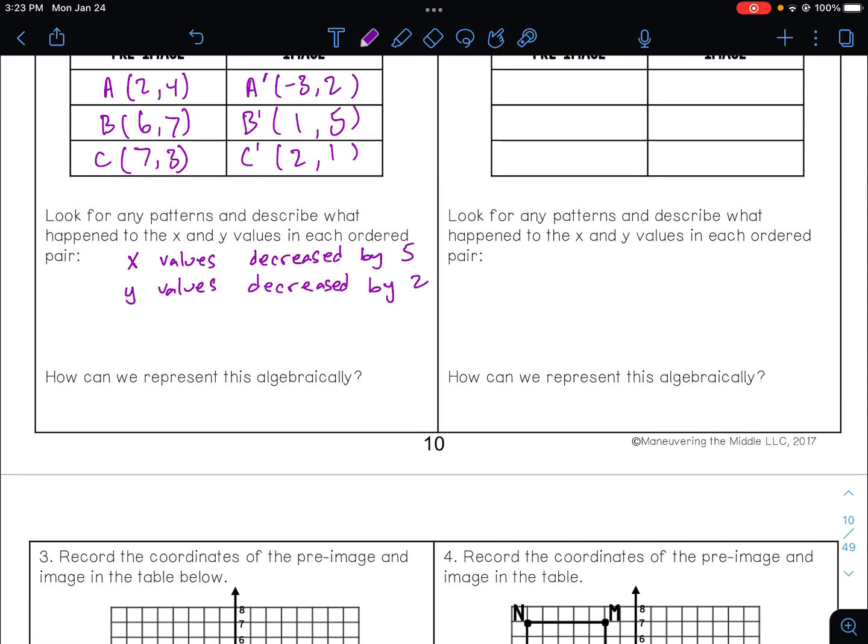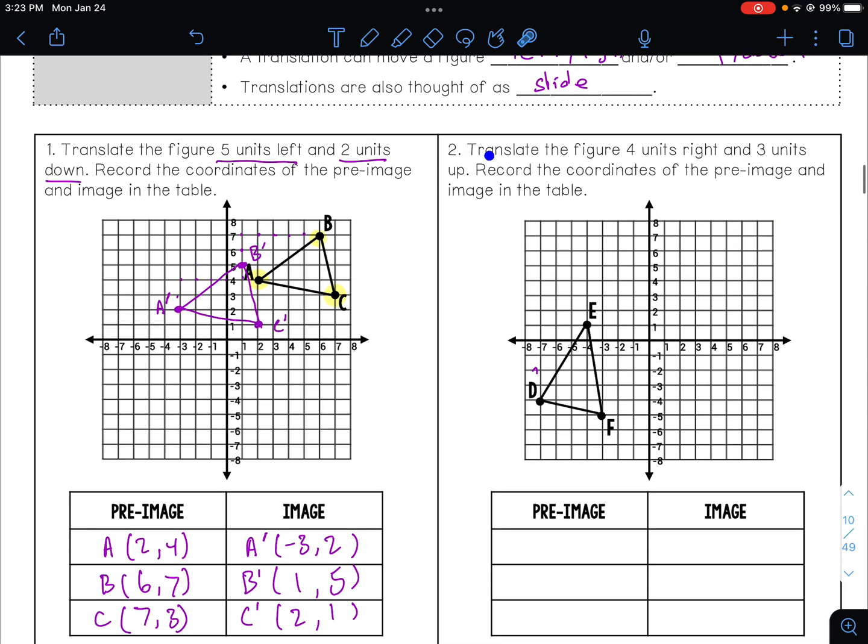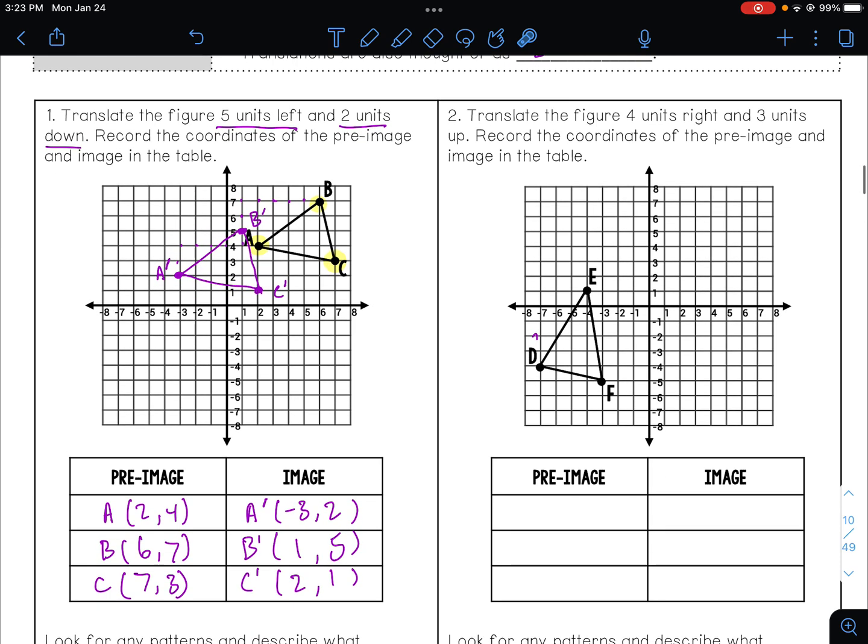How can we represent this algebraically? Well, let's do our ordered pair, our parentheses, x goes down by 5, right? So we subtract 5. And y, well, that went down by 2, so we subtract 2. So that's how we represent it algebraically. When they want us to go 5 units to the left, take x, subtract 5 from it, take y, subtract 2 from it, and you'll figure out what your new ordered pairs are going to be. Let's try number 2, except this time, let's see if we can figure it out algebraically.